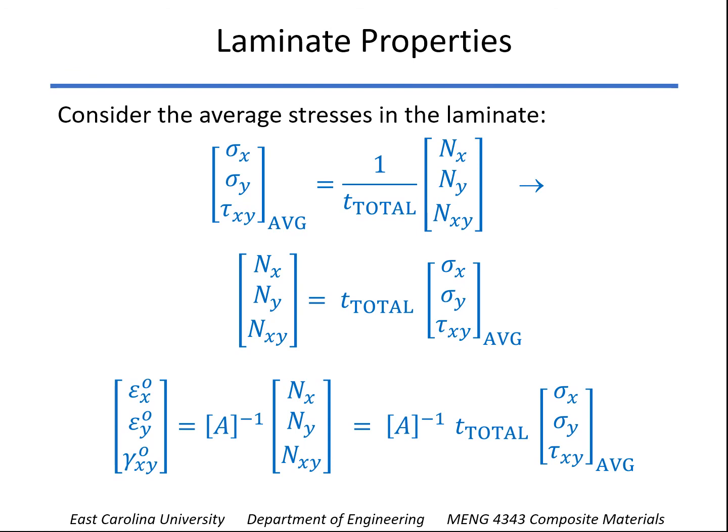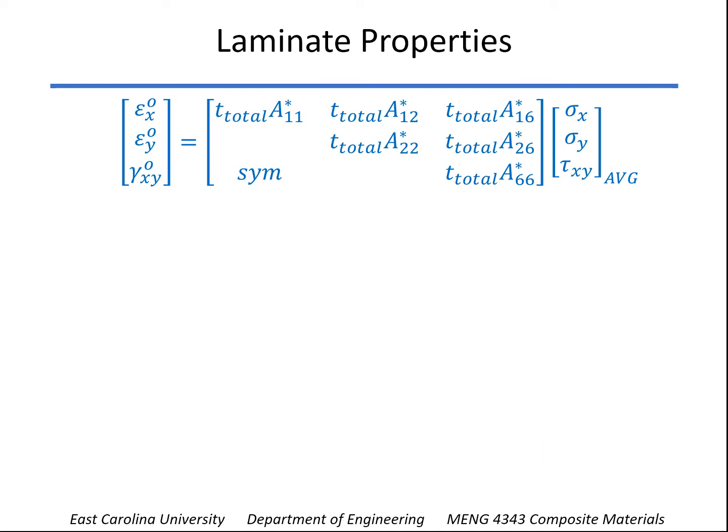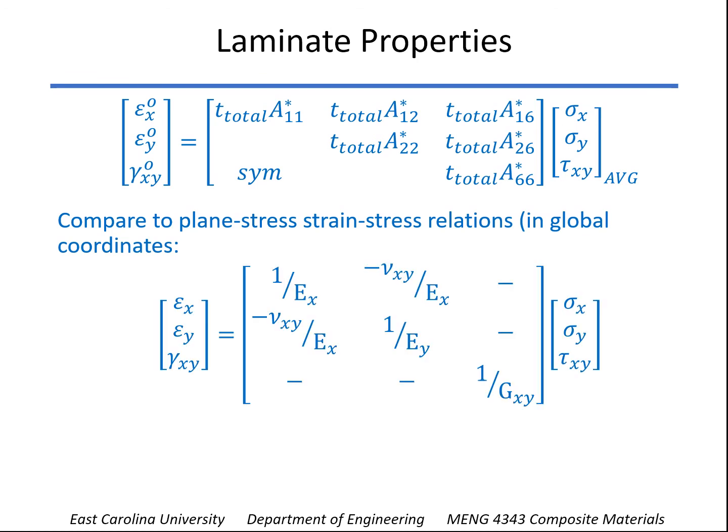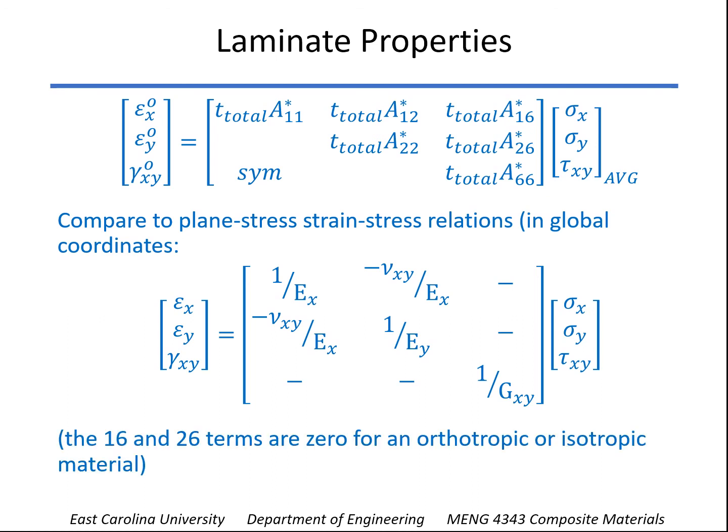It seems kind of a long way to get there, but we're writing those out with the inverted A matrix as shown here. We're going to compare that to the plane stress, stress-strain relations in global coordinates that we looked at in the last section. Remember, that was how we ended up defining the modulus of elasticity, the Poisson's ratios, and the shear modulus. So if we compare those, we can calculate the effective moduli in the x and y directions, the Poisson's ratio, and the shear modulus of the laminate.